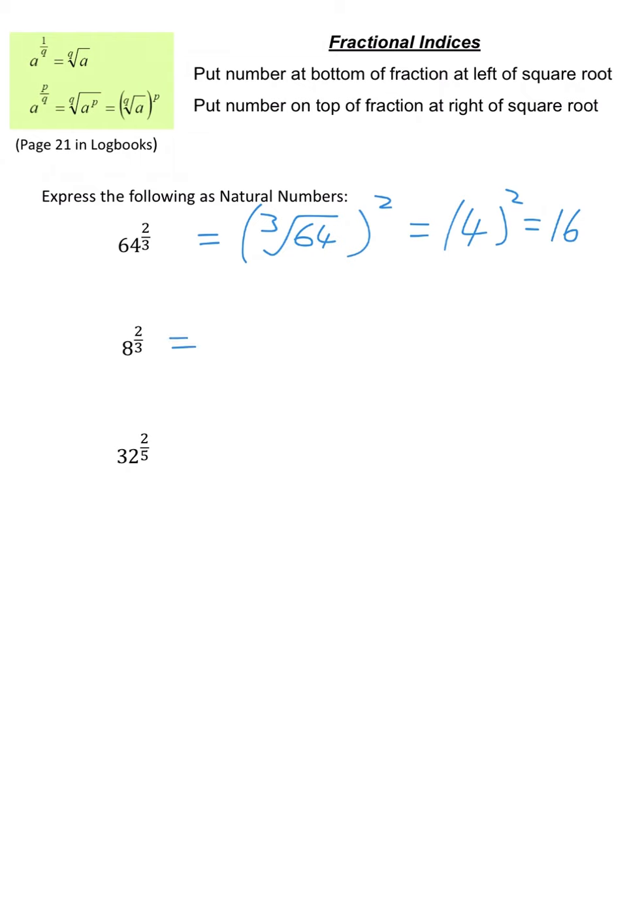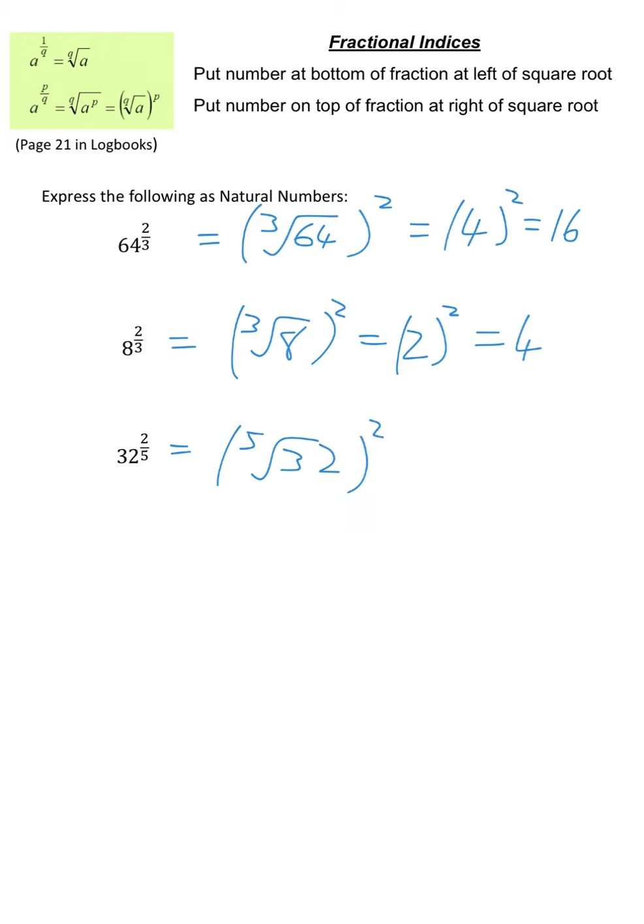Next one's the same, so the third root of 8 all squared. So the third root of 8 is 2. So we have 2 squared, so that is going to equal 4. Next one now, we're going to have the fifth root of 32. So the fifth root of 32 is 2. So now we have 2 squared, which is 4. So again, whatever we have as our denominator goes on the left, then what's as our numerator will be outside the brackets on the right.